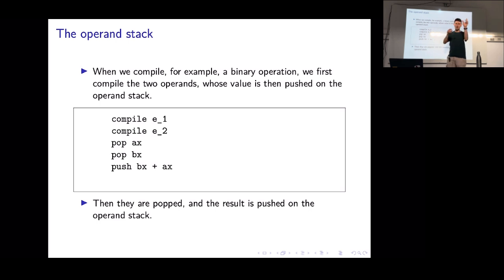We say we have E1 plus E2. So here will go the result of compiling E1. Here will go the result of compiling E2. And this code pushes on the operand stack the values of the results of the compilation of the computation, say. And then we pop the 2 values from the stack into 2 registers, and we compute the result of the operation and push it back on the stack.